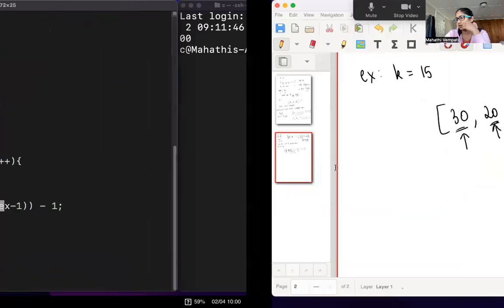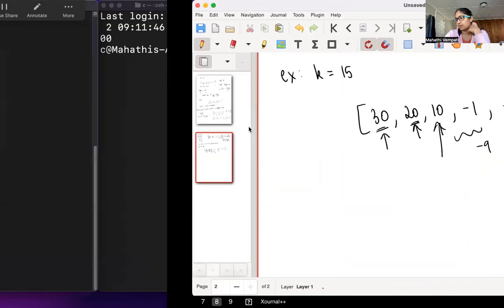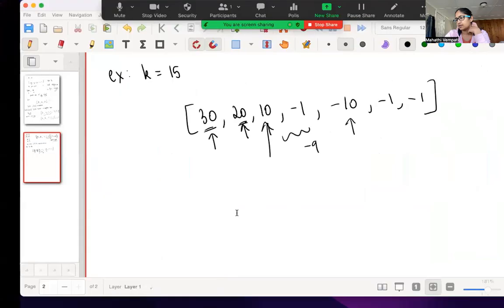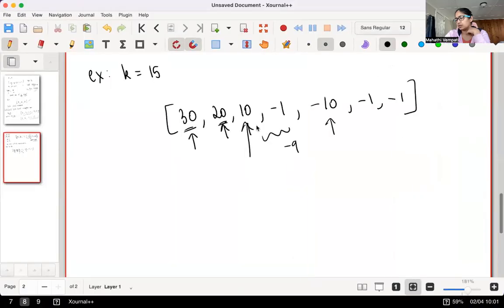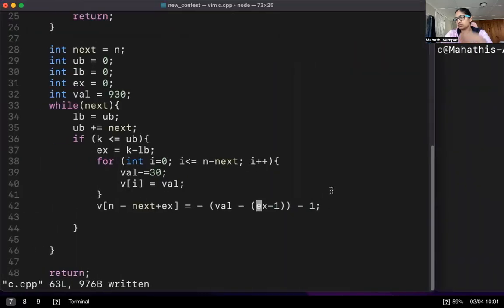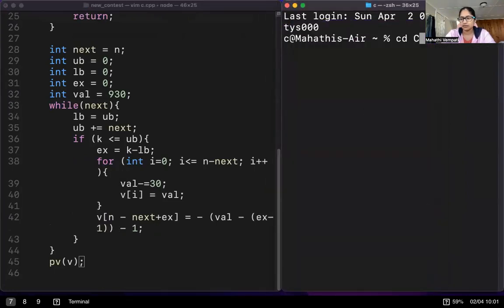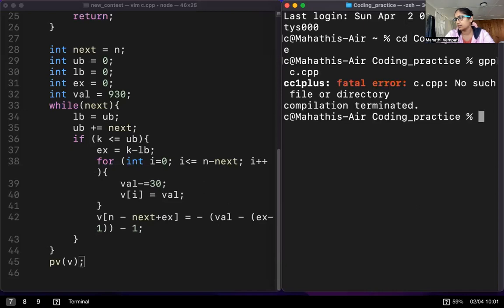V minus val, which was whatever, minus of extra minus 1. Yeah. Okay.